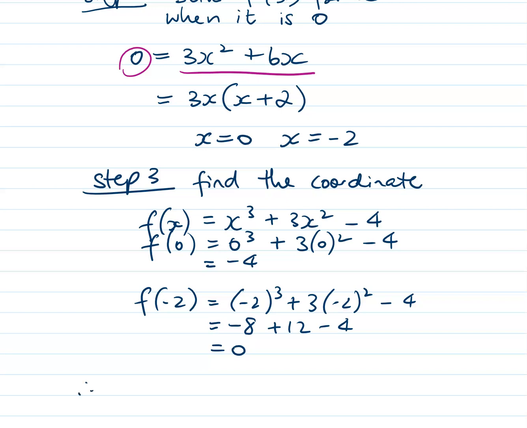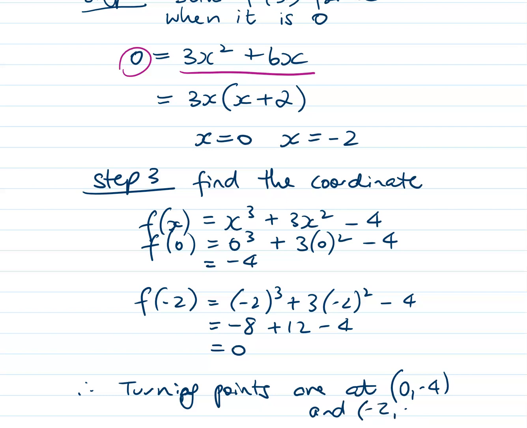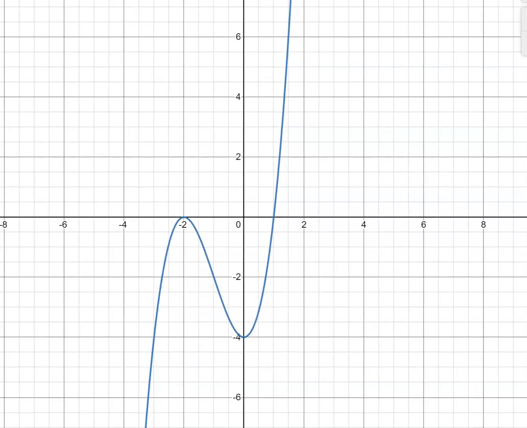Therefore, the turning points, which are the stationary points, are at (0, -4) and (-2, 0), which is what we expected. There they are right there. So that's how we would find it mathematically.